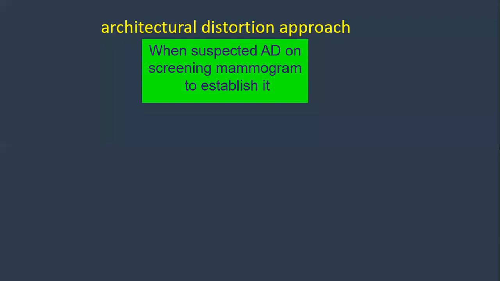So architectural distortion is suspected when we suspect it on a screening mammogram. You have a suspicious area for architectural distortion. First of all, we need to establish it. How could we establish that this is an architectural distortion?